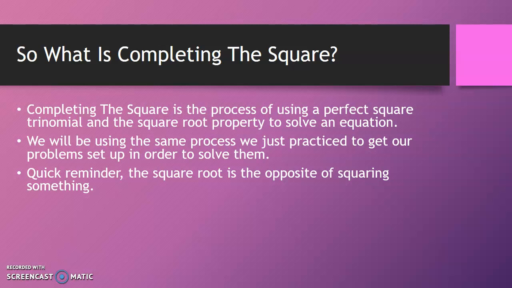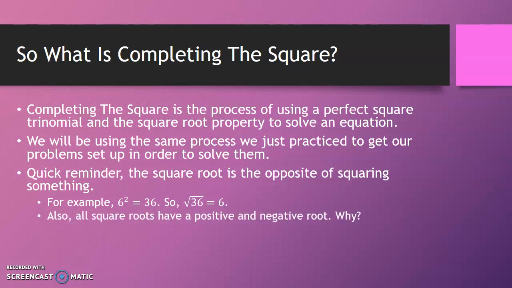Let's do a quick reminder here about what exactly a square root is, in case you're not familiar with what the square root property is talking about. The square root is the opposite of squaring something. For example, if I take 6 squared, I get 36. So the square root of 36 would be 6.